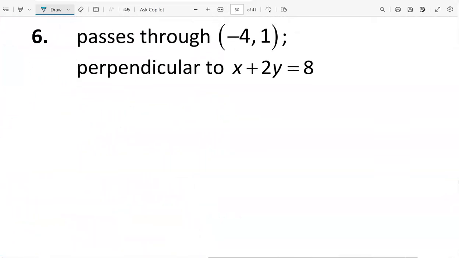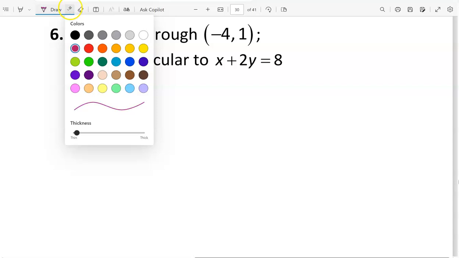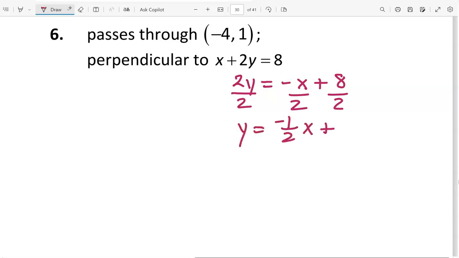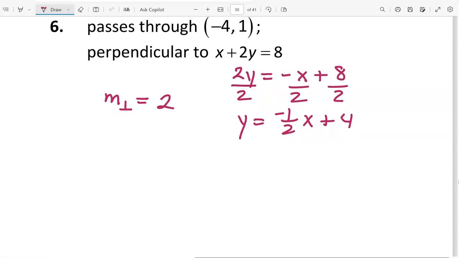Now let's take a look at number 6. This time we have the equation of a line that passes through -4, 1 and is perpendicular to the given line. Again, we need to find the slope of that given line. I'm going to do so by subtracting x from both sides so that we can write it in y equals mx plus b form, and next dividing by 2, and that gives us y is equal to -1/2 times x plus 4. The slope of that line is -1/2. The slope of a perpendicular line is the opposite reciprocal, which would be +2.